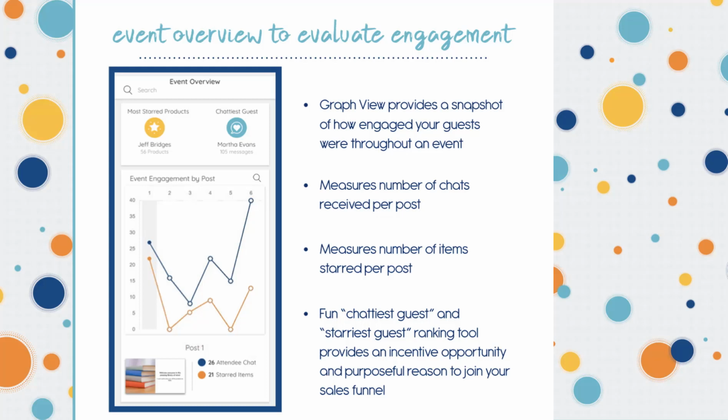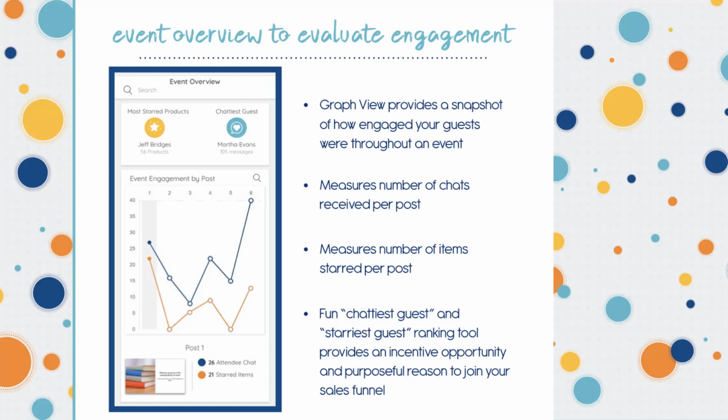I can take a look at how many attendee chats came through in that post. This isn't going to be a really chatty party across the way. You're going to see this with your party because you might have a video where they're not chatting a lot because they're watching. Or you might have a post where no items were starred because you didn't have any products in that post. So definitely expect some variability in what you're going to see here, but you're going to be able to make some adjustments.